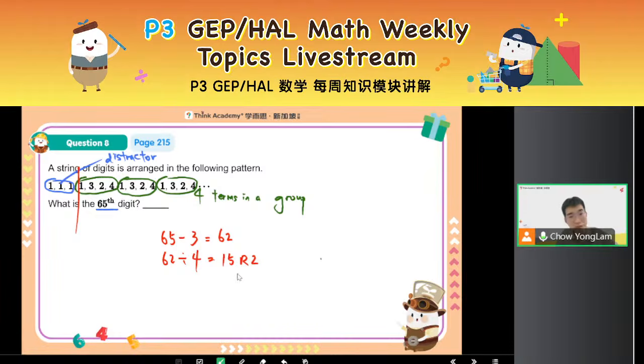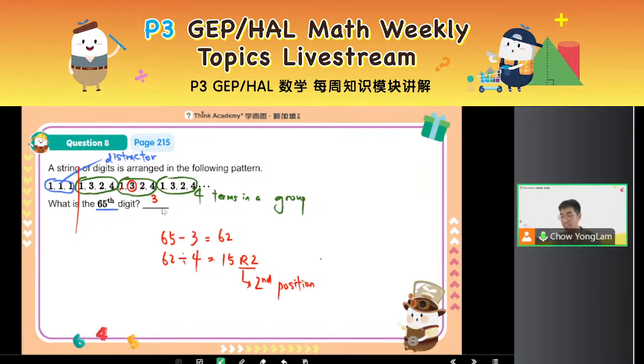Then some of you finish this step already, then you will say, haha, answer is 2. I mean, it looks similar, but remainder 2 doesn't mean the answer is 2. It just means the digit is in the second position. Now, what is the digit in the second position? First, second, it's 3, right? So the answer is 3.